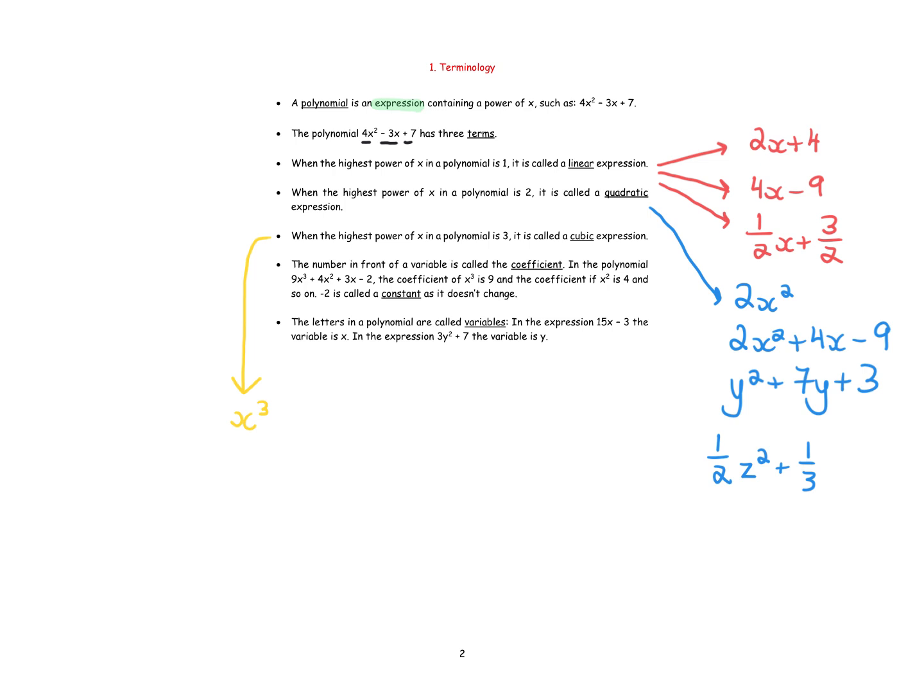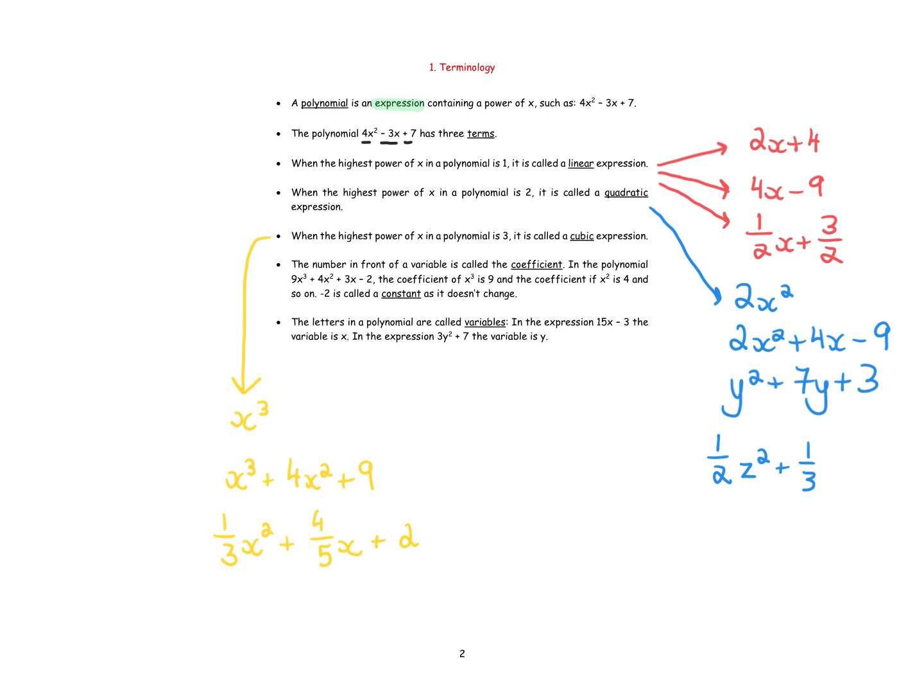We could also have something like x cubed plus 4x squared plus 9. That is also a cubic expression because the highest power of x is 3. Again, we could have something like a third x squared plus 4/5 x plus 2. This would be a cubic expression, but would not be a cubic polynomial, as a cubic polynomial would just have whole numbers instead of fractions. The number in front of x is known as the coefficient.